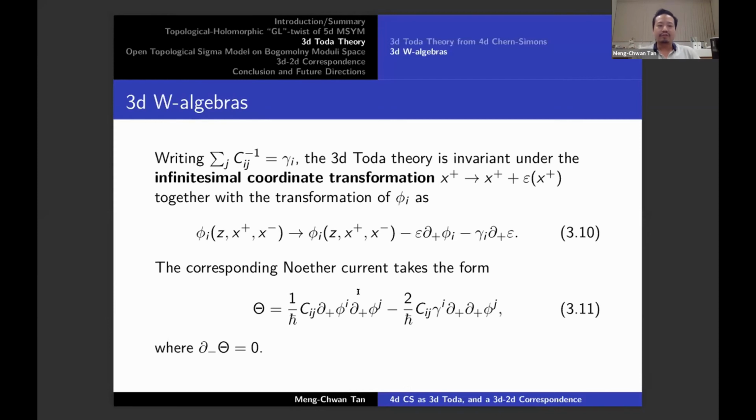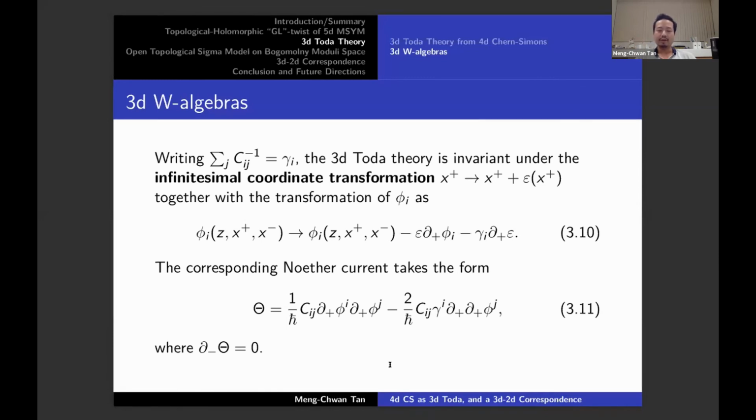And from this 3D Toda theory, we would be able to get 3D W algebras in the following sense. We could rewrite the inverse of the Cartan matrix here as gamma I. And then you can see that this 3D Toda Lagrangian is invariant under coordinate transformations and transformations of I. As with Liouville theory and Toda theory in 2 dimensions, you have this extra term here because of the exponent in the Lagrangian. And then you can compute the Noether current of this 3-dimensional Toda theory. It takes this form, it's conserved, and it doesn't depend on the x minus direction.